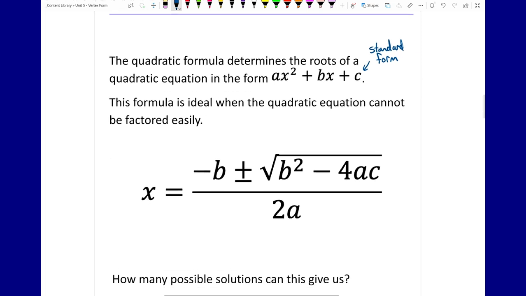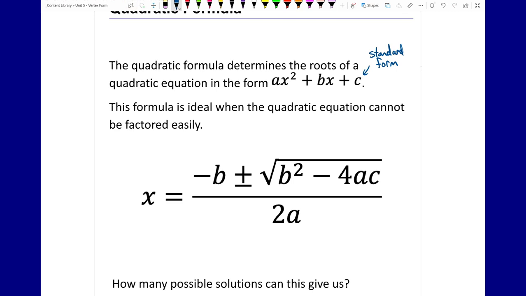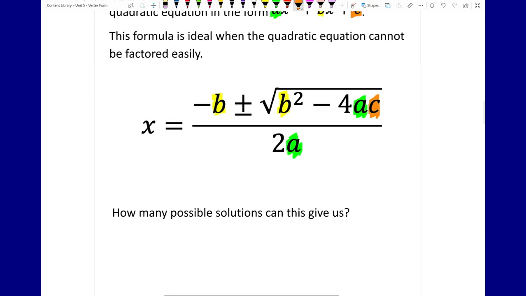Factoring just tends to be a little bit quicker, but this formula works regardless of whether it can be factored or not. So the formula is x equals negative b plus or minus the square root of b squared minus 4ac, all divided by 2a. And all of these values come from our standard form. Our b, our a, and our c all come from our standard form, and these are going to give us our roots.